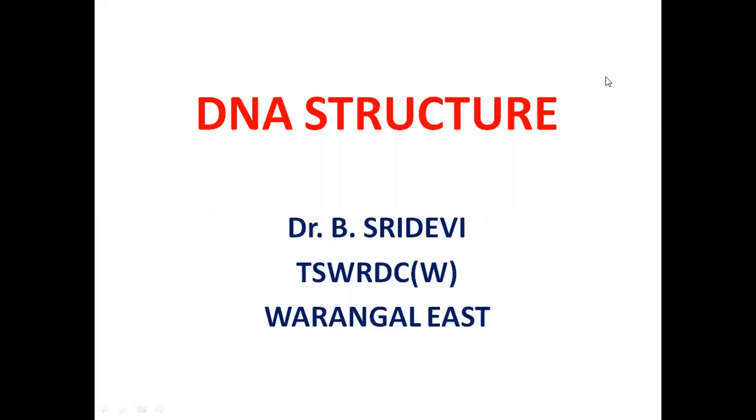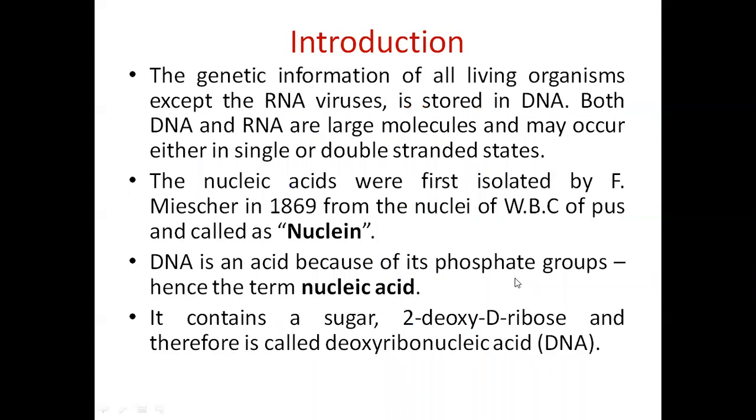Then, what is the chemical composition of a gene? A gene is basically made up of DNA, deoxyribonucleic acid. Then what is the basic function of a gene? The genetic information of all living organisms, except the RNA viruses like plant viruses, is stored in DNA. That means DNA will store the information and transmit it from parents to the progeny.